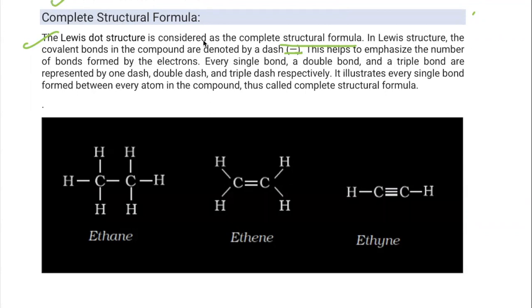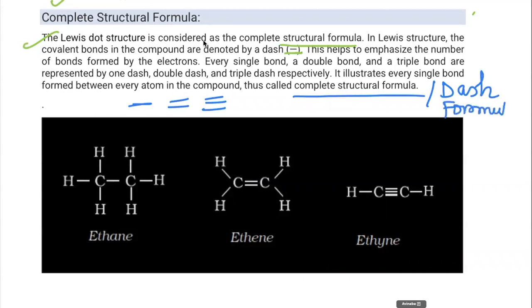Every single bond, double bond and triple bond is represented by one dash, two dashes and three dashes. If there is a single bond, it's one dash. If there is a double bond, there are two dashes. And if there is a triple bond, there will be three dashes. It illustrates every bond formed between every atom in the compound, and is known as the complete structural formula, or also known as the dash formula.